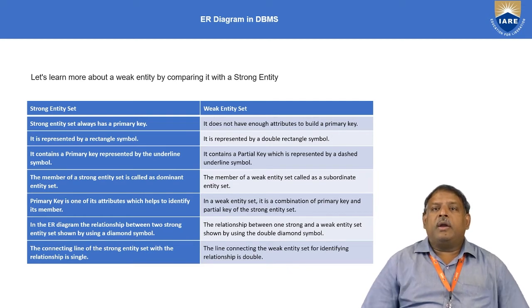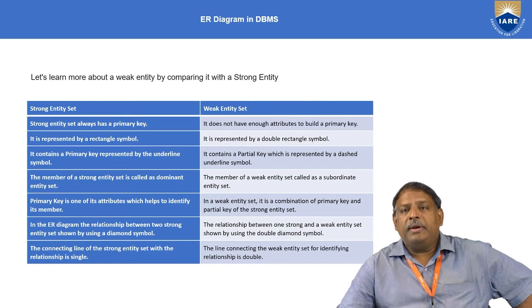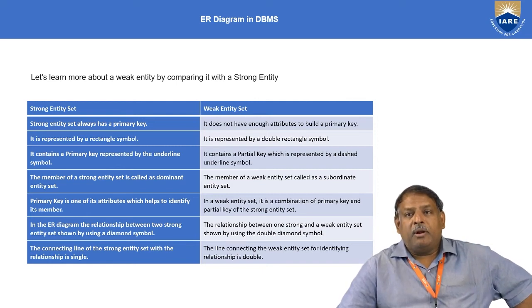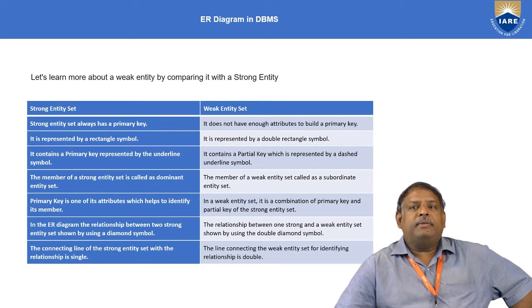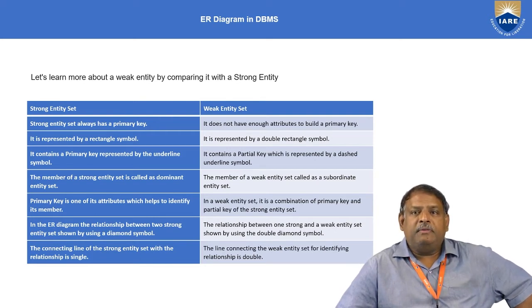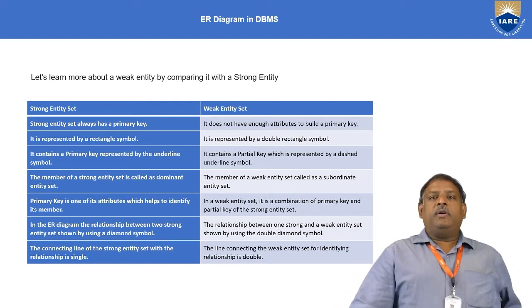A member of a strong entity set is called a dominant entity set. A member of a weak entity set is called a subordinate entity set. A primary key is one of the attributes which helps to identify its member. A primary key is a key which is used to uniquely identify a record in the database.